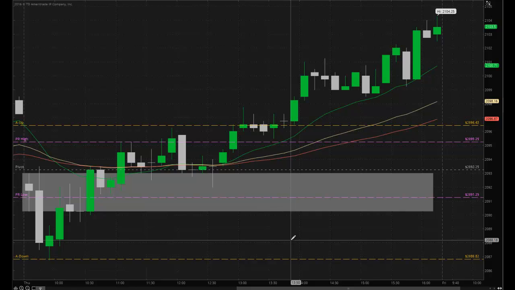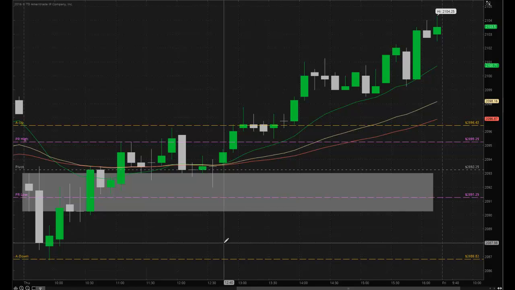So today we opened weak. We opened inside of our pivot range, and when you have a supported pivot range, you want to see the open be above the pivot range high. And today was a little bit weak. We opened inside the pivot range. We then got below the pivot range and pushed down to the A down.